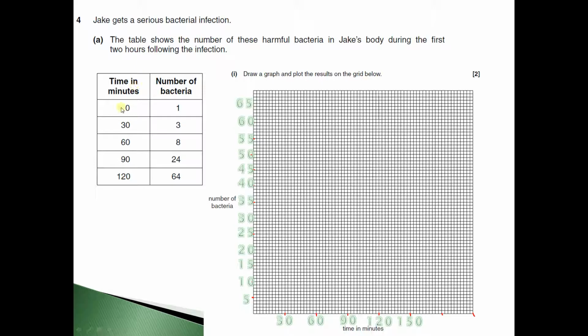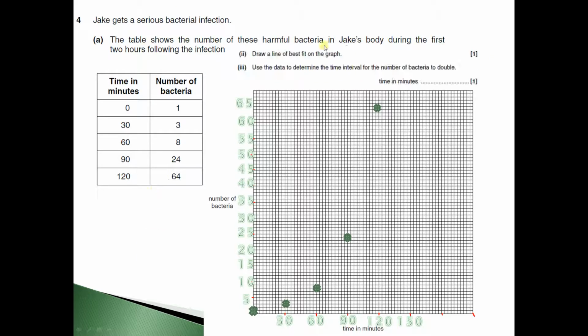So what I'll do is look to see when my time is 0, the number of bacteria is 1. So that would put me a plot there. 0 time, 1 bacteria. The next one, 30 minutes, and 3 bacteria, etc. And I would get a lovely set of data points like that. That's my 2 marks. Now that's A part 1.